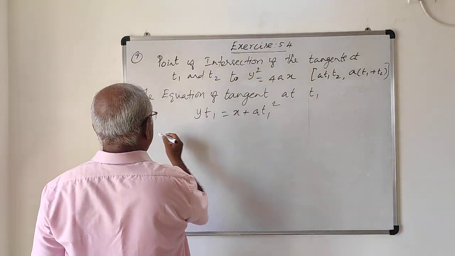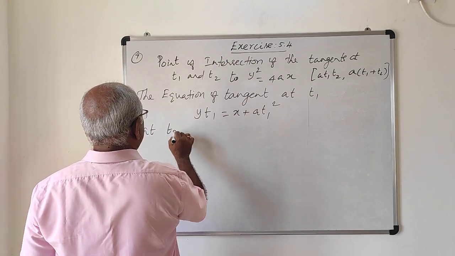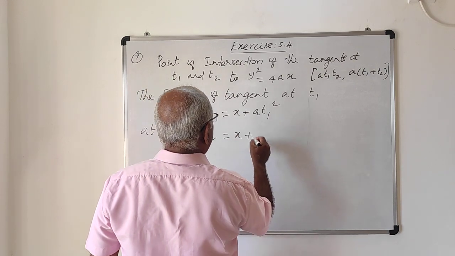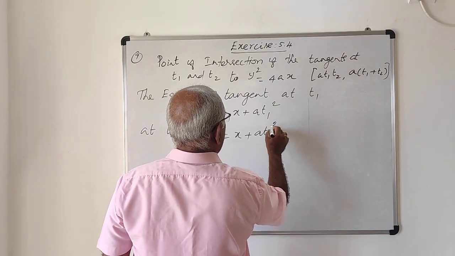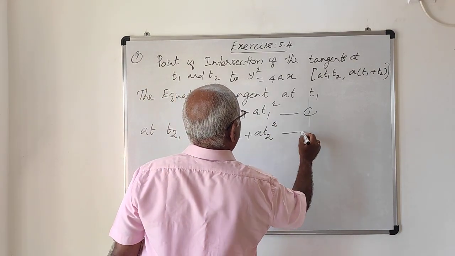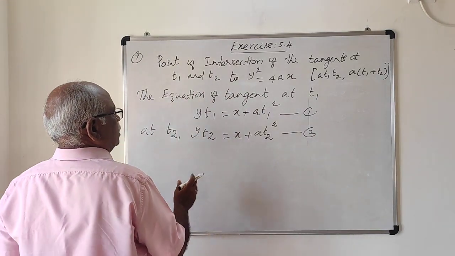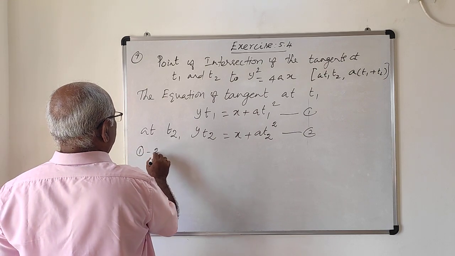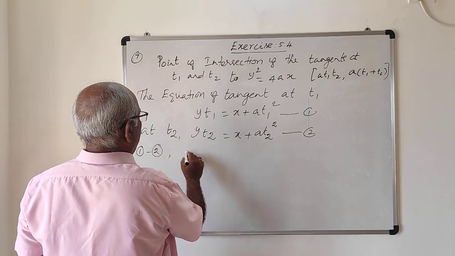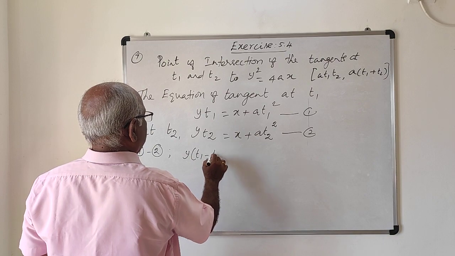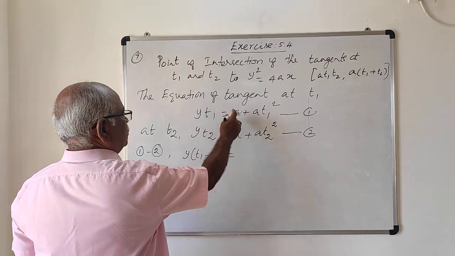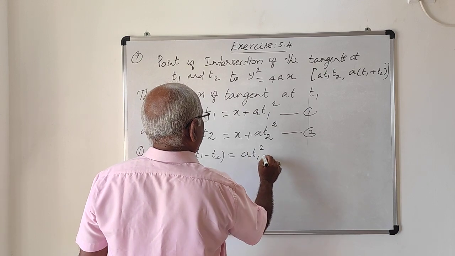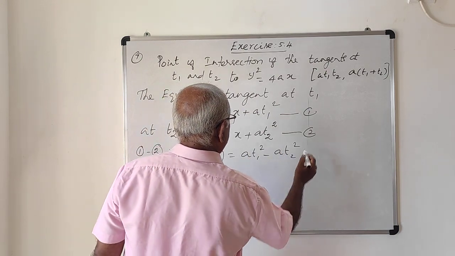Similarly, the equation of tangent at t2 is y t2 equal to x plus a t2 square. These are the equations of the tangents at t1 and t2. Subtracting equation 1 and 2: 1 minus 2, y into t1 minus t2 on the left hand side equals x minus x, which cancels, to 0, plus a t1 square minus a t2 square.